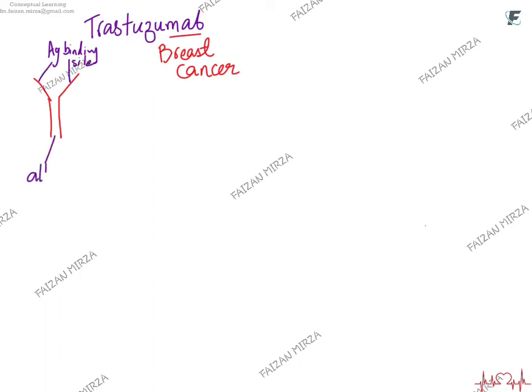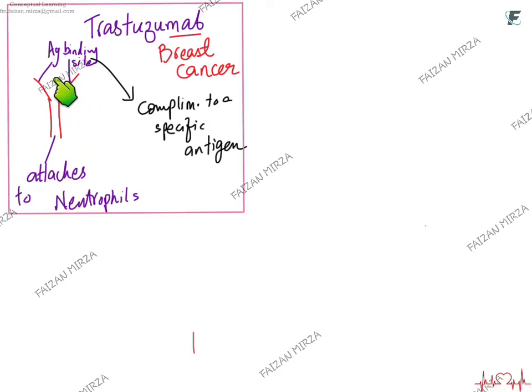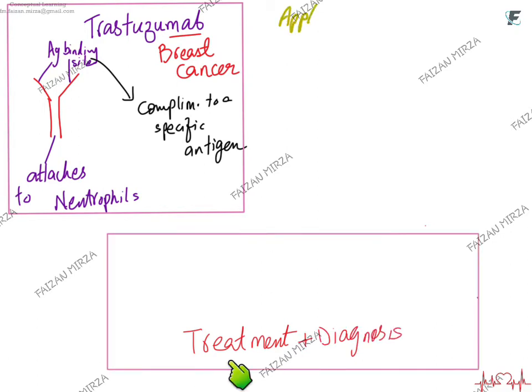Let's discuss the application of these monoclonal antibodies. For example, trastuzumab. Trastuzumab is a medication which is used for the treatment of breast cancer. The name ends in mab. Mab means monoclonal antibody. You can recall the structure of an antibody. There are two antigen binding sites, and then there is a constant region which can attach to the neutrophil. So the neutrophil will have the receptor for this constant region, and the antigen binding site will be complementary to a specific antigen.